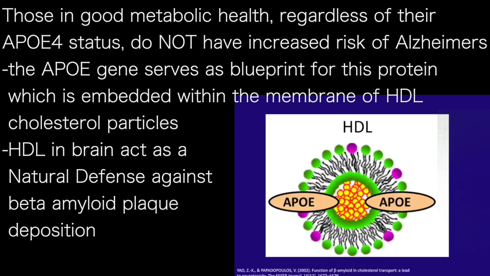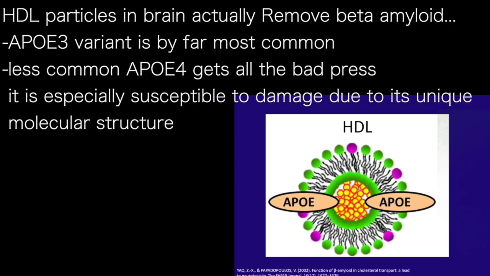The APOE gene serves as the blueprint for this protein, which is embedded within the membrane of HDL cholesterol particles. And HDL particles in the brain act as a natural defense against beta amyloid deposition, because it can actually remove them. That's right, HDL particles in the brain, by way of the APOE protein, can remove beta amyloid. Now, the APOE3 variant is by far the most common, while the less common APOE4 is the one that gets all the bad press. This is the one that is especially vulnerable to damage because of its unique molecular structure.